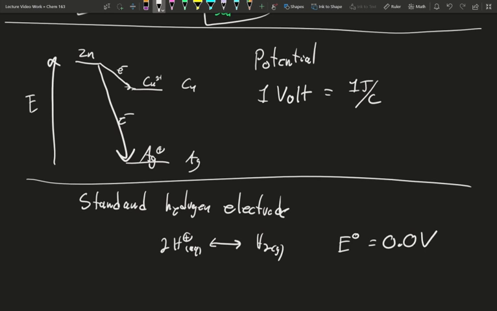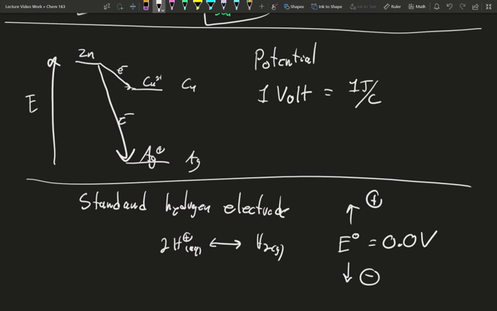Does something's oxidized species want electrons more than H2? Well, then it's going to be higher in potential. It's going to be more positive. Does something want electrons less than H2? Well, then it's going to be lower. It's going to be more negative in potential.